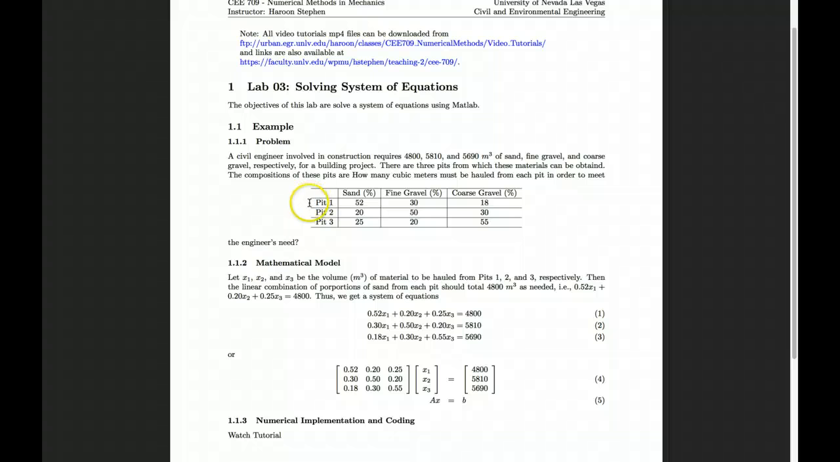There are 3 pits of soil, and each pit has a certain combination of different types of grade of the soil. So we have sand, fine gravel, and coarse gravel. So pit 1 has 52% of sand, 30% of fine gravel, and 18% of coarse gravel. And we have 2 other sites from where we can bring the material.